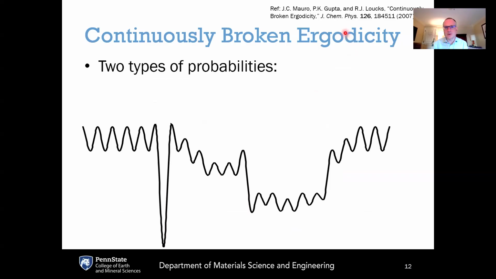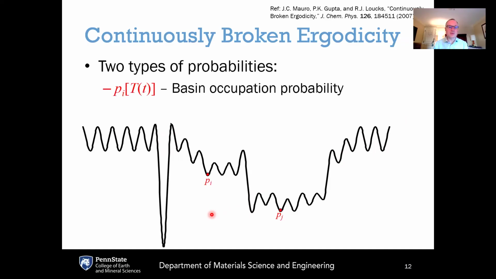So with continuously broken ergodicity, which was published in the Journal of Chemical Physics in 2007, we can take any type of potential energy landscape with any topography, and this is fully applicable to everything from fully ergodic to fully non-ergodic systems and everything in between. And we do this by defining two types of probabilities.